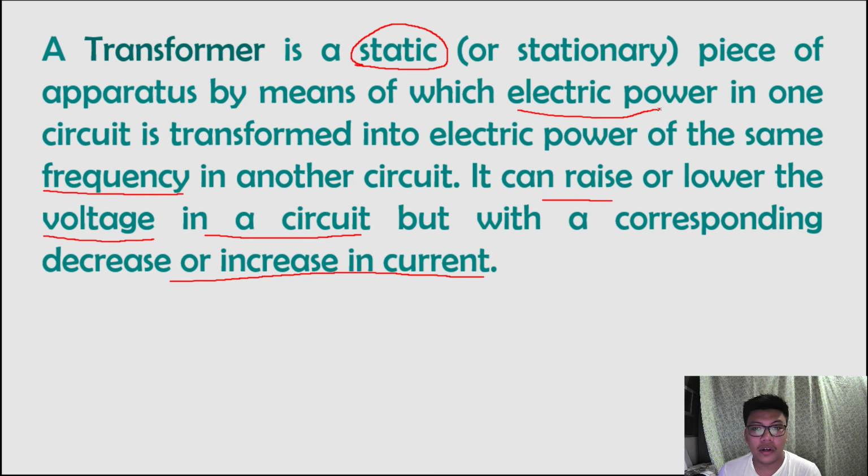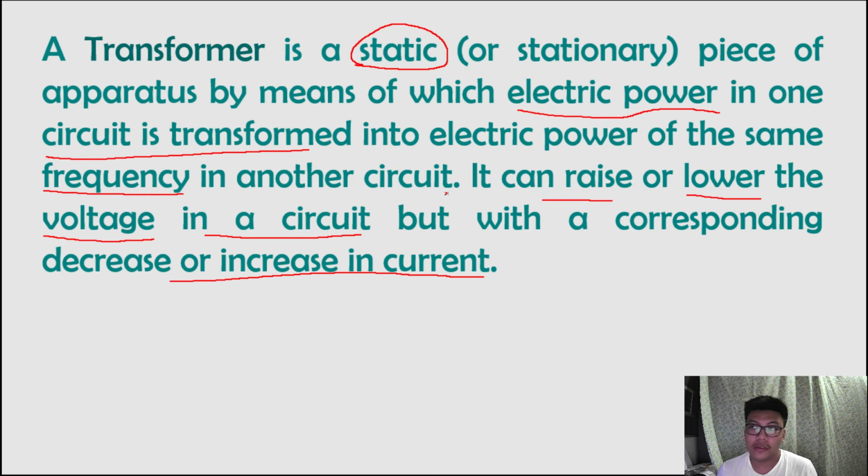So electric power, okay. One circuit is transformed into electric power of the same frequency. So when we say transformer, so that is apparatus that transfers energy from one circuit to another. Okay, of the same frequency, syempre. So from one circuit, yung frequency niya, same siya ng frequency sa secondary circuit. Okay. So ano yung gamit niya? So it can raise or lower the voltage.